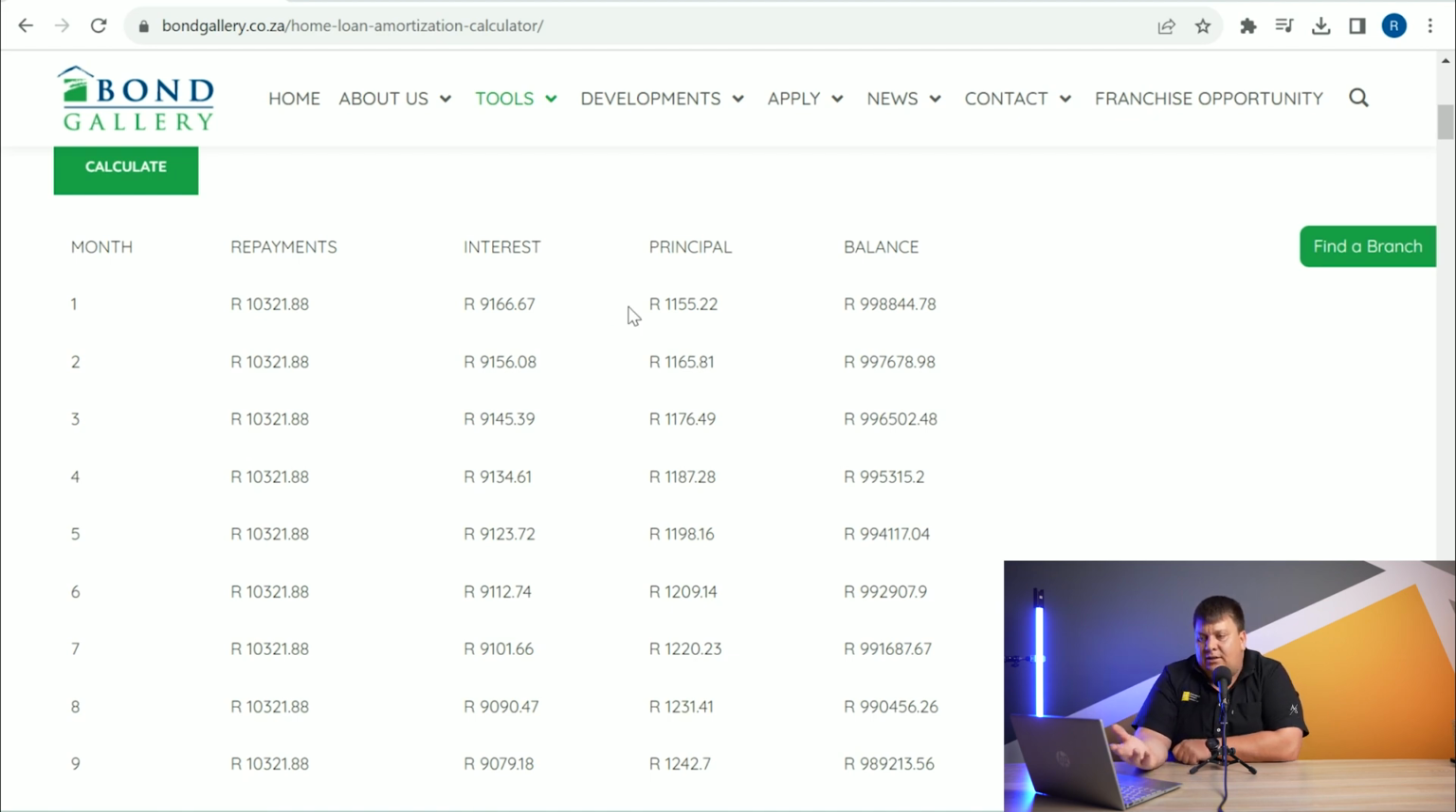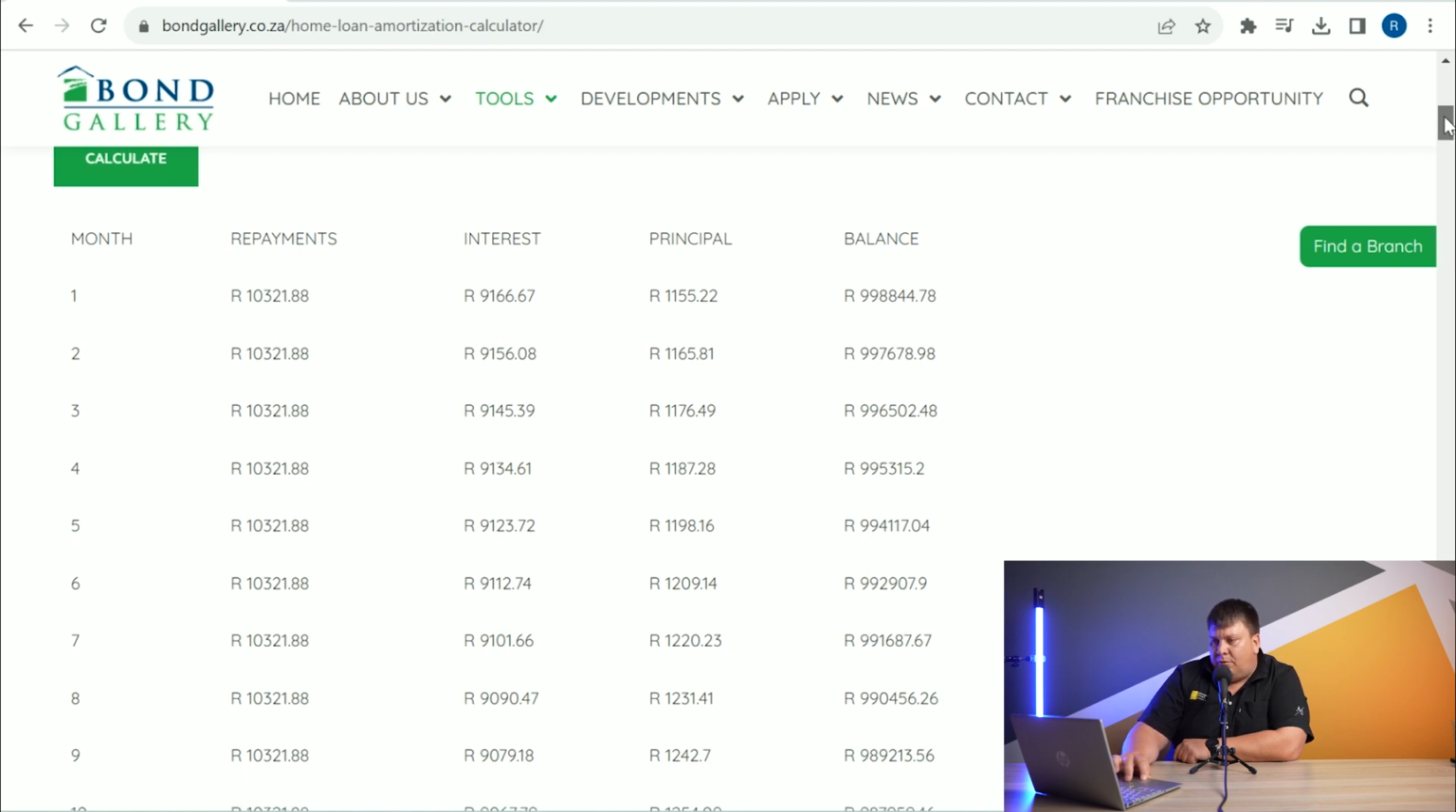Looking at this, I think this is maybe where that perception comes from, that initially you're only paying interest. Because if you look at your month one, your loan amount is still very high, and only a very small amount goes towards your principal repayment. So it is true that initially you're only servicing interest.